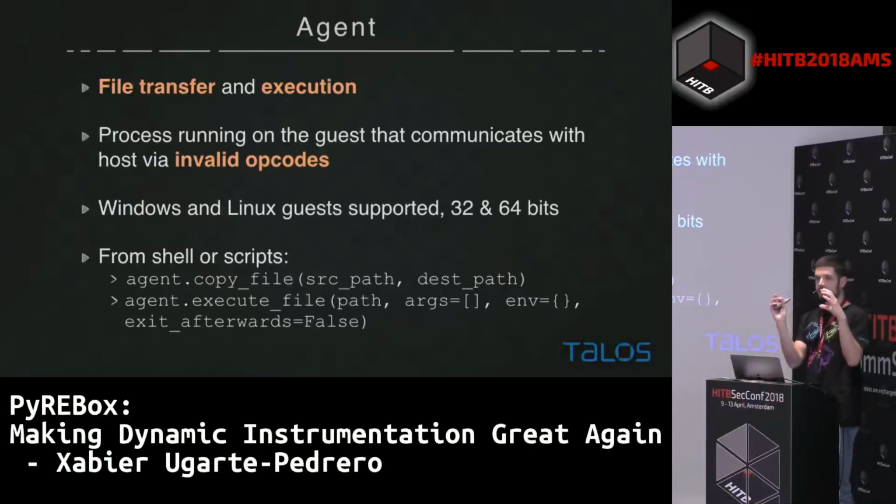Whenever there is this invalid opcode, the translation engine will introduce a special callback to the routine in our host that deals with the agent, and this routine will say, okay, I have a command for you, execute this for me. Then it copies some data to a buffer that the guest agent has in the guest memory, and the guest agent performs the operation that the host is asking for. This agent works on Windows and Linux for both 32 and 64 bits, and it can be used either from the shell or from scripts by using these functions.